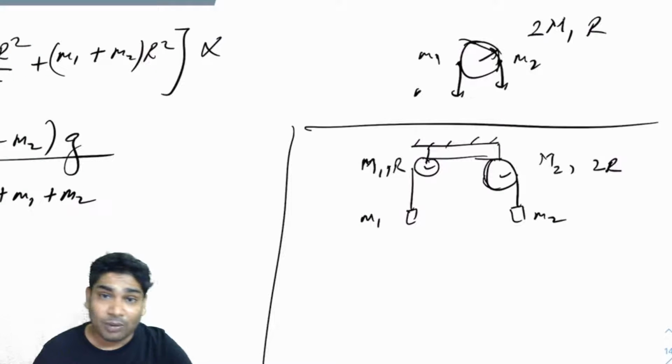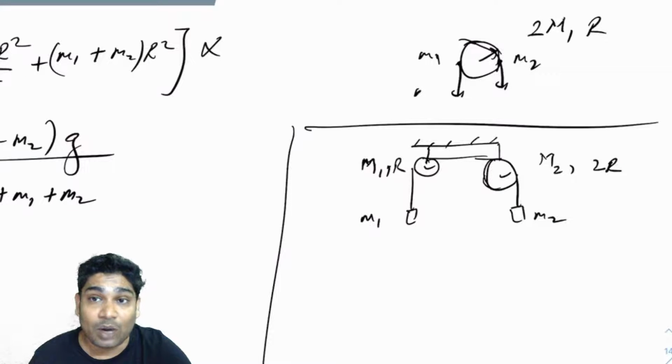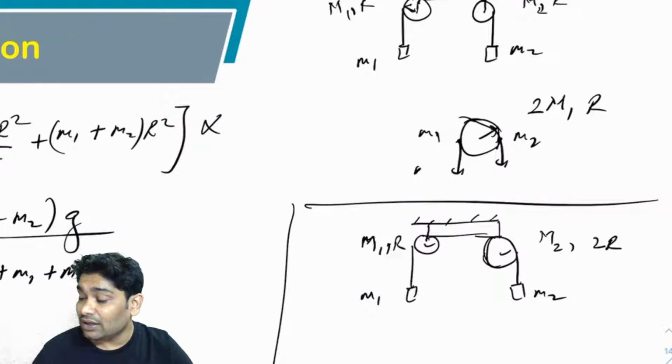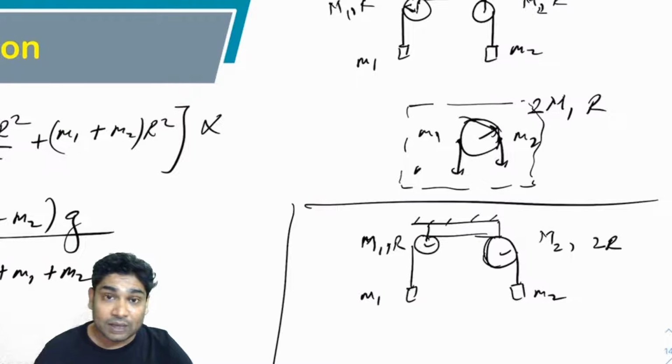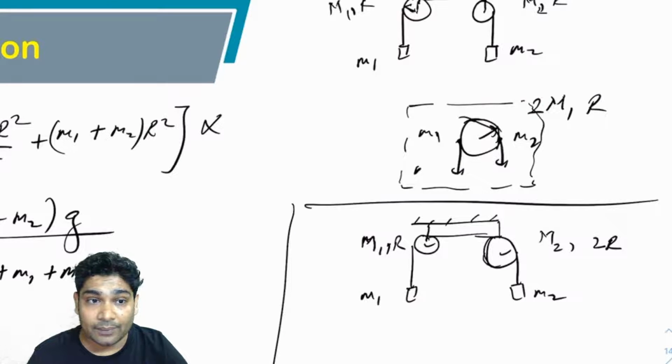So this is another problem in your HC Verma, where one pulley has a radius r and another pulley has a radius of 2r. Alright, so here you can't apply that formula directly. Why? Because see, in this case, when I am combining this into one single unit, all the masses have the same alpha.